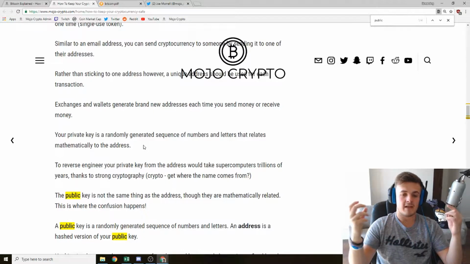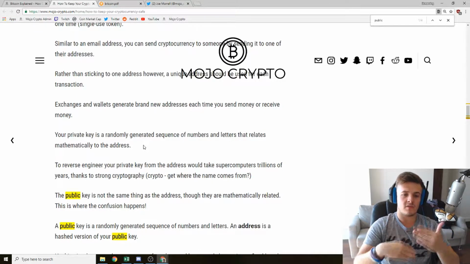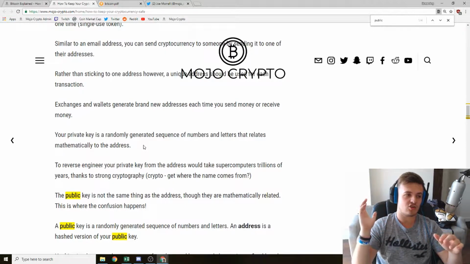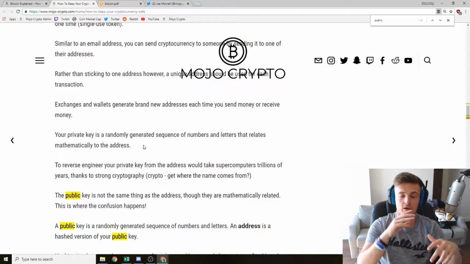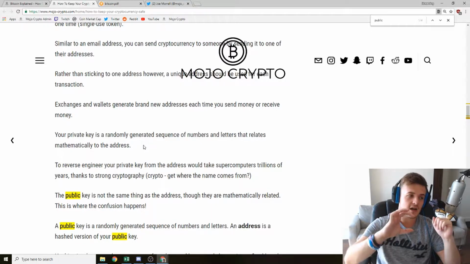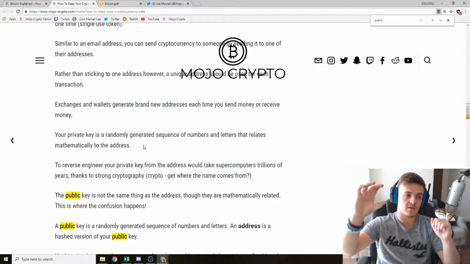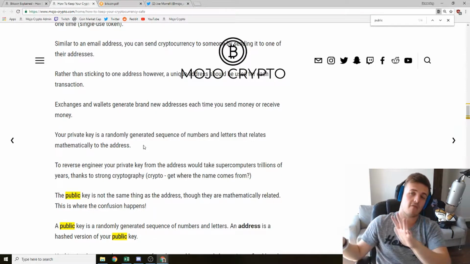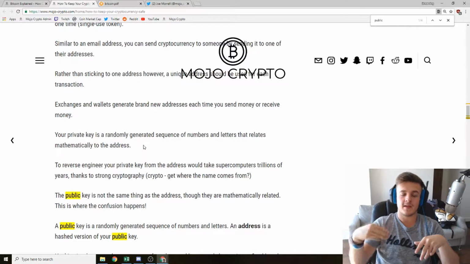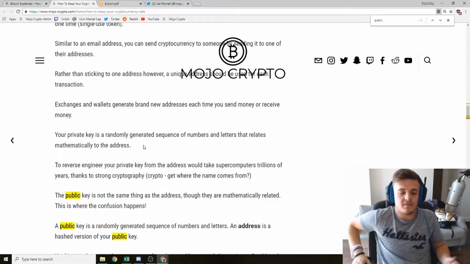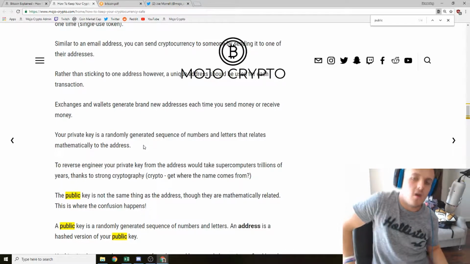If you wanted to reverse engineer that private key from the address, it would take supercomputers trillions of years to do, thanks to cryptography and a load of really smart math people. You can dive down the cryptography behind it, but that's a novel session. That's hardcore stuff. Maybe I'll make a video or a stream on it in the future, but right now, no chance, mate.